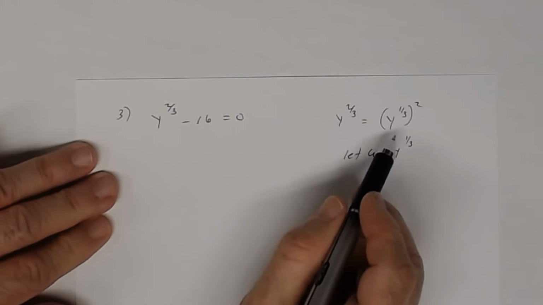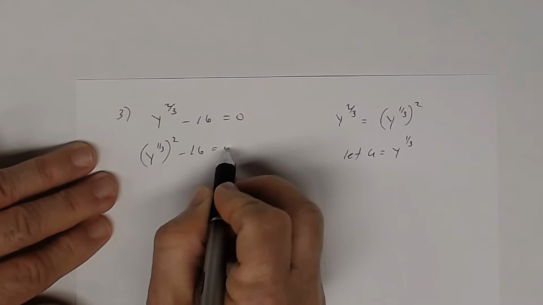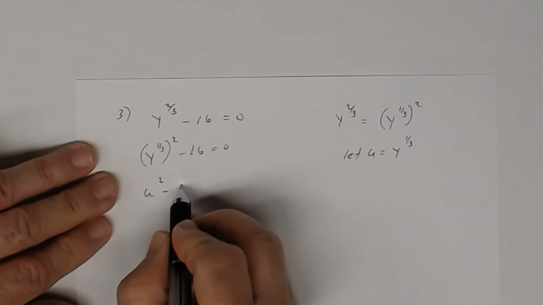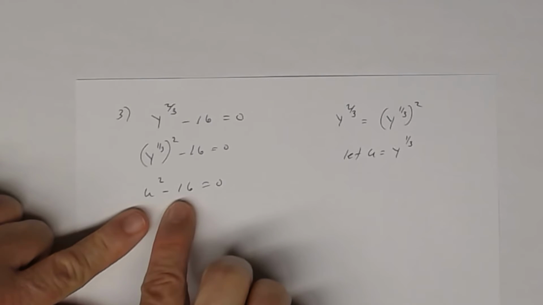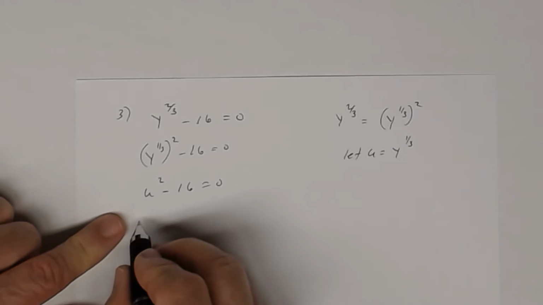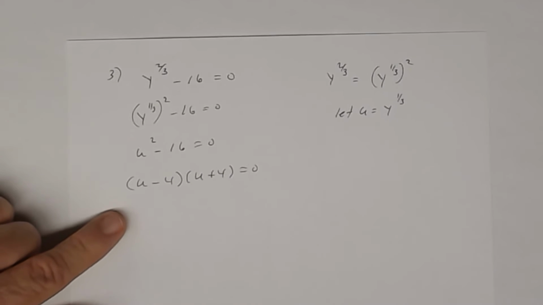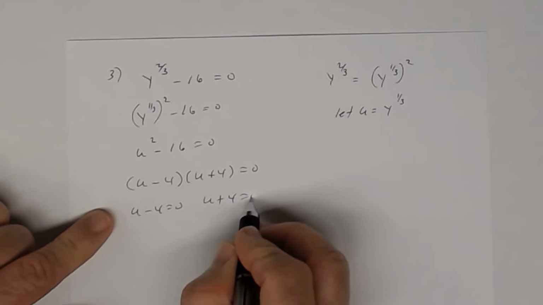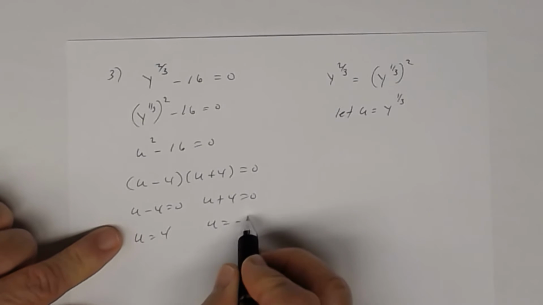So I'm going to go ahead and rewrite this using this now. So watch, I'm going to have y to the 1/3 squared minus 16 equals 0. And I'm going to rewrite y to the 1/3 as u. So I get u squared minus 16 equals 0. And notice I have this quadratic equation. Very simple, right? So this is the difference of two squares. I can factor this using the difference of two squares. So I get u minus 4, u plus 4 equals 0. And then setting each factor equal to 0, I get u minus 4 equals 0, u plus 4 equals 0. And then solving these linear equations, I get u to be 4 and u to be negative 4.